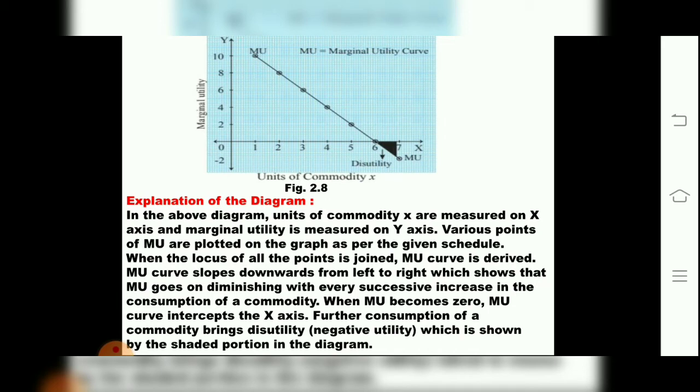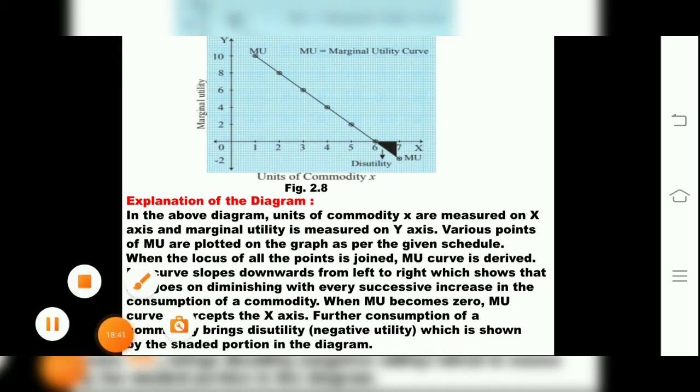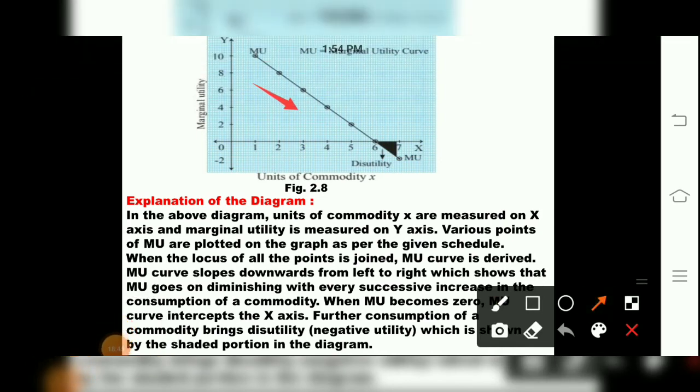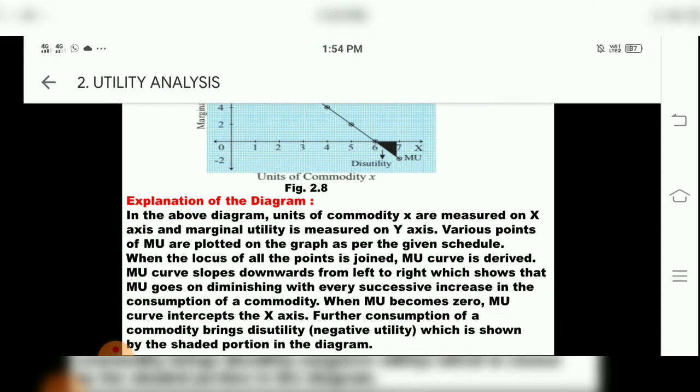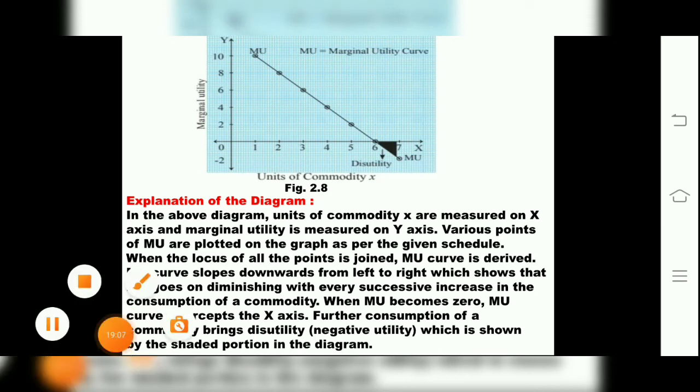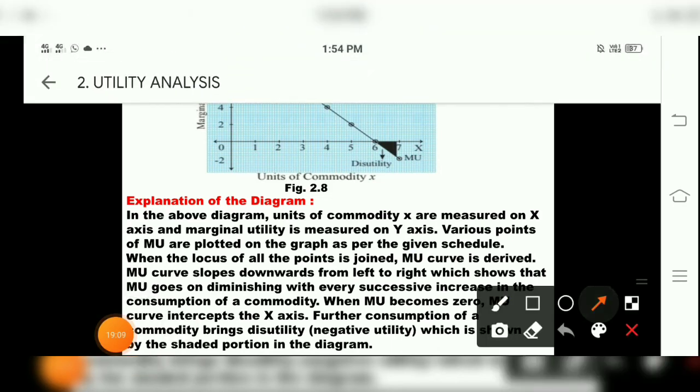So the marginal utility curve slopes downwards. If you can see in the diagram, what is the marginal utility curve? Sloping downward. It is sloping in a downward direction from left to right, which shows that marginal utility goes on diminishing with every successive unit of a commodity. So when MU becomes 0, the MU curve intercepts the x-axis. If you can see over here, on the x-axis, when MU becomes 0.